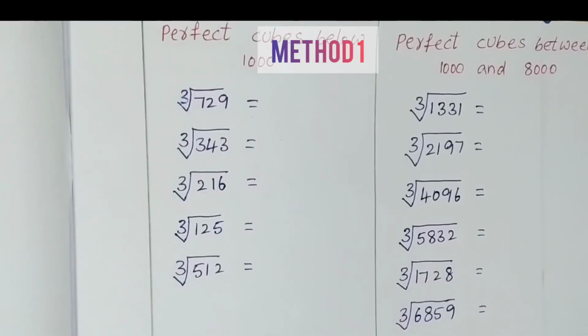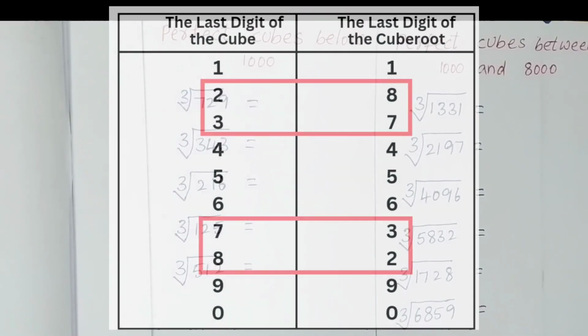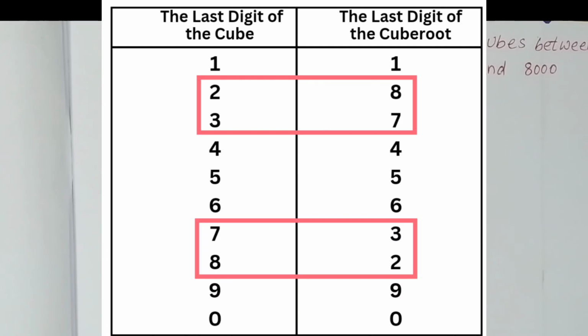First method. For this method, you need to memorize this table and it is very simple. If you observe the table, the last digits of cubes ending with 0, 1, 4, 5, 6, 9, their cube root also ends with the same number, except for 2, 3 and 7, 8. If the last digit of the cube is 2, its cube root ends with 8. If the last digit of the cube is 8, its cube root ends with 2. Similarly for 3 and 7 also.